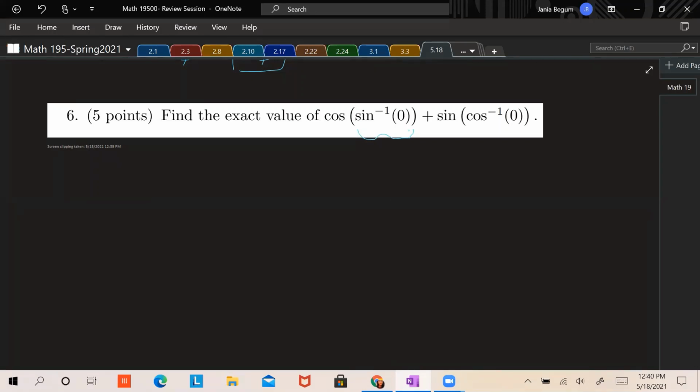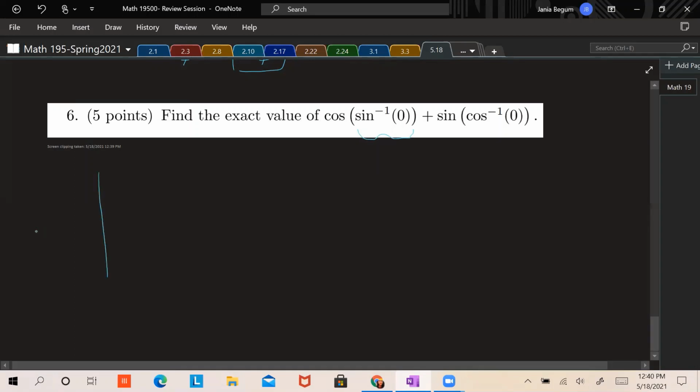0, 2 pi, 4 pi, 6 pi. They all terminate at the same point. So we're looking right here on the unit circle. So 0, and then if you go around, that's 2 pi, and then if you go around another cycle, 4 pi. So they all have the same exact value. It doesn't matter which one you plug in, but we're using 0. So sine inverse of 0 is going to be 0. So we're looking at cosine of 0. Okay, now what is cosine of 0? Cosine of 0 is 1, because you're still looking at that point, and cosine is the x value, so that's going to be 1.